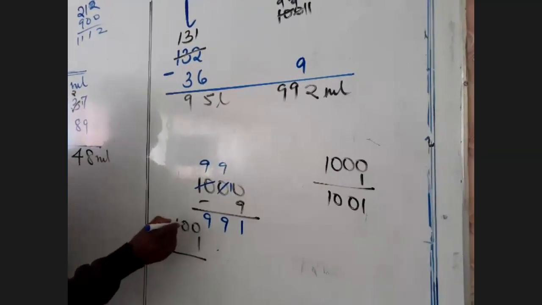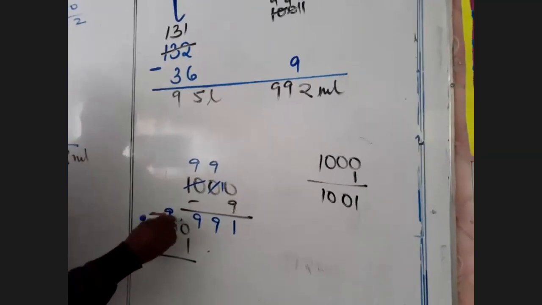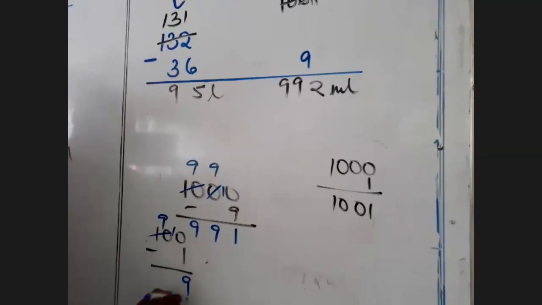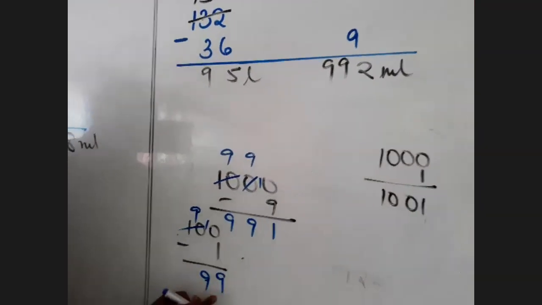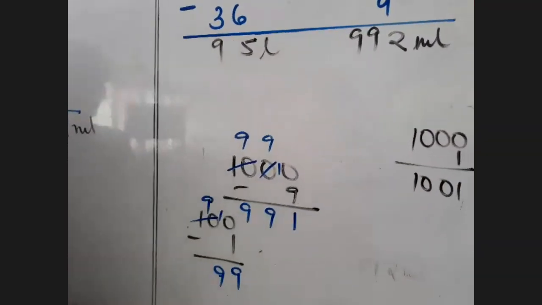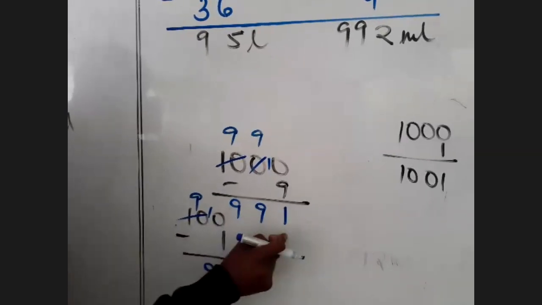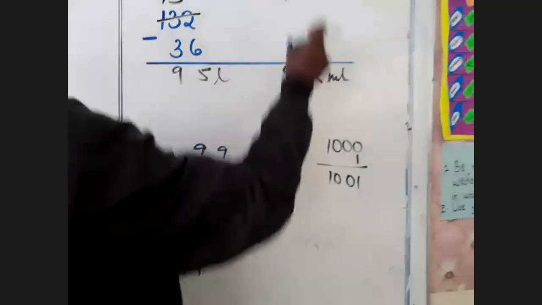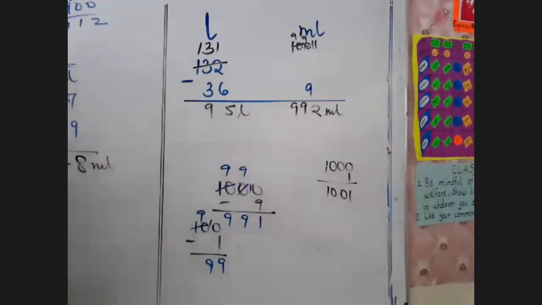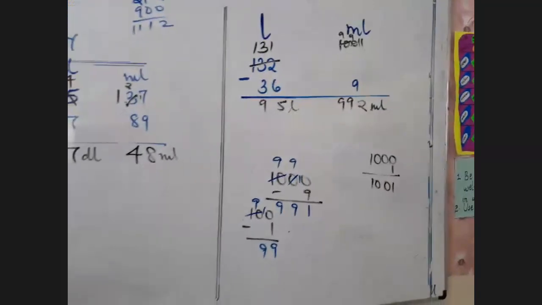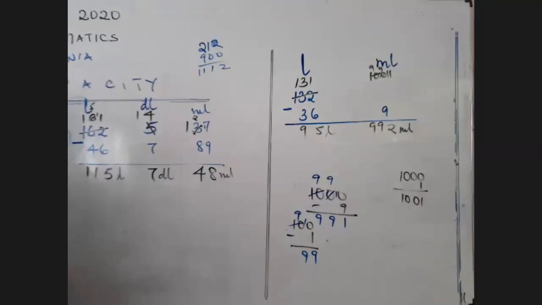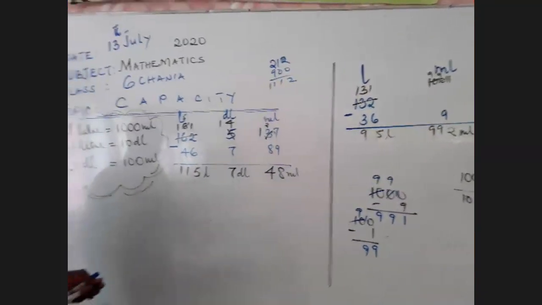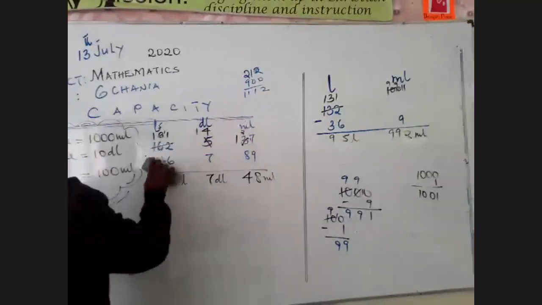Likewise here, we're borrowing from there, remains 9. 10 minus 1 makes 9 and 9. So that 99 plus 1, you get your 100. 991 plus 9, you get the 1000. So likewise, that's what I've done. So enough of that, and I'm sure you still remember how we were doing it. Now we can handle the rest, or we can move to today's lesson.